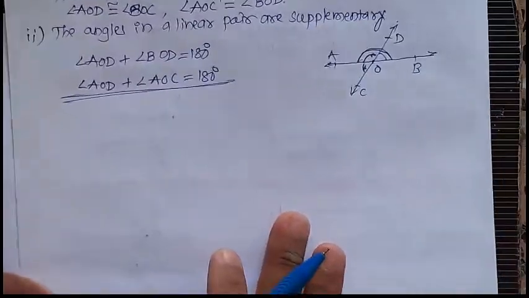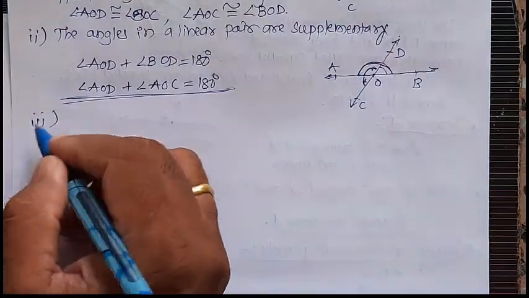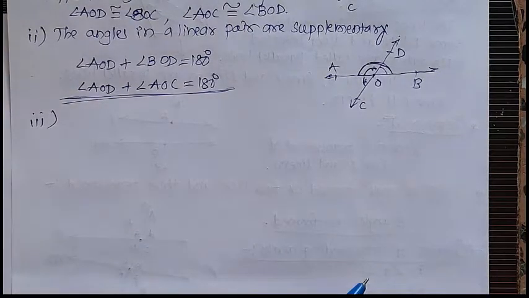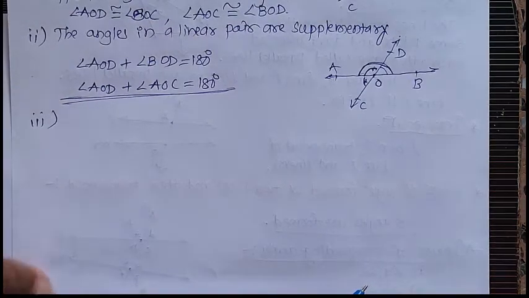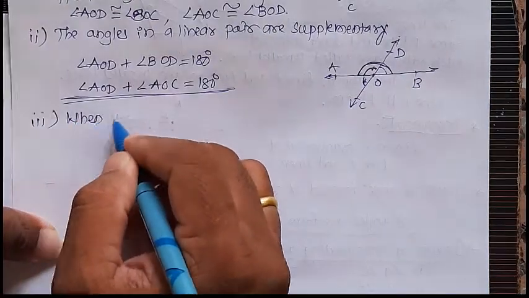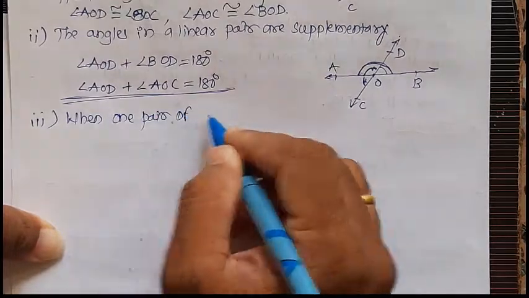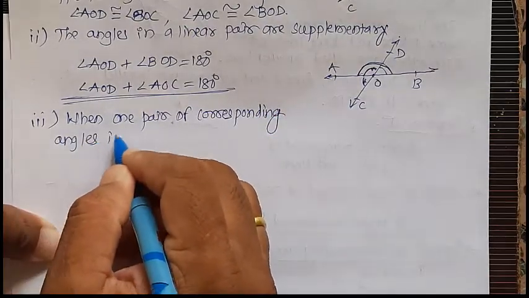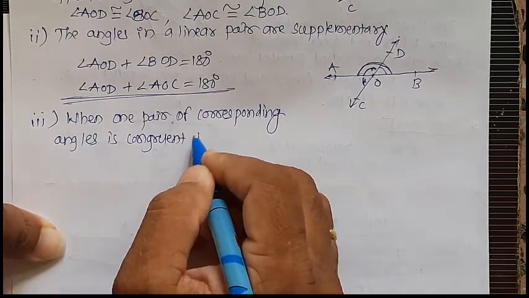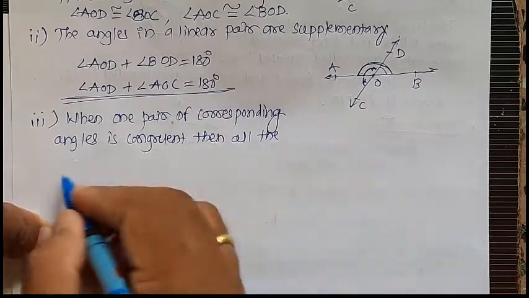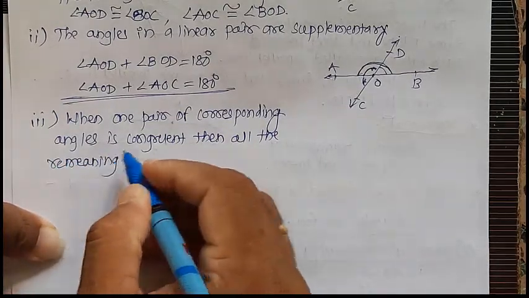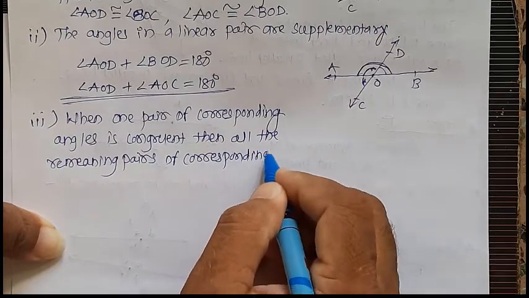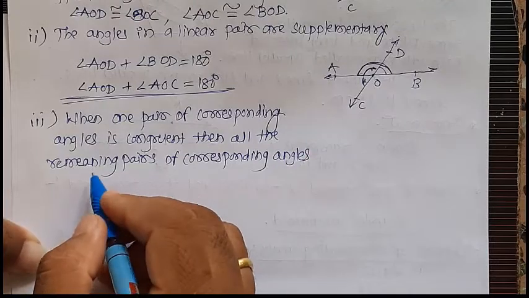Then we take the third property. It is about the corresponding angles. If one pair of corresponding angles is congruent, then all the remaining pairs of corresponding angles are also congruent.